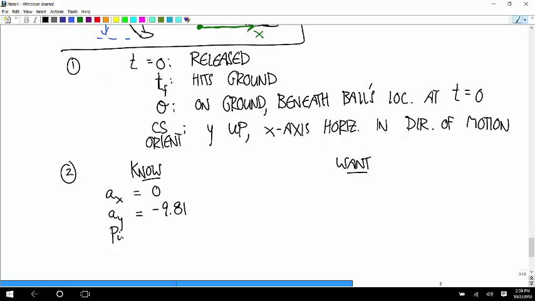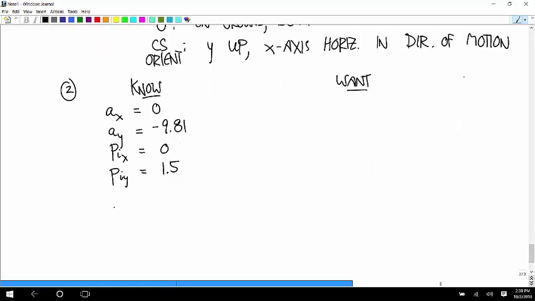So pix is 0. piy is 1.5. Do we know anything about the final position? Yeah, we know the height is 0. So pfy is 0. And what we're looking for is the x position when it hits the ground. So that's the one that we want, pfx.